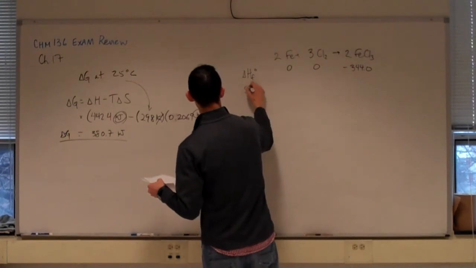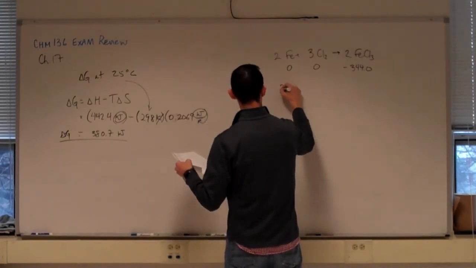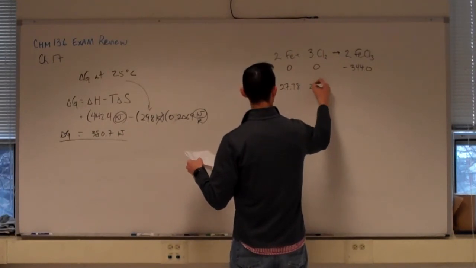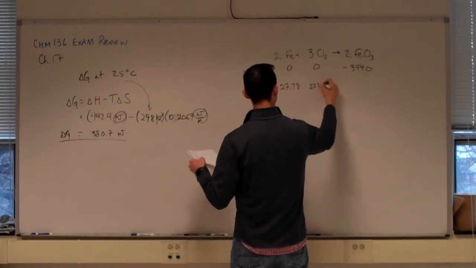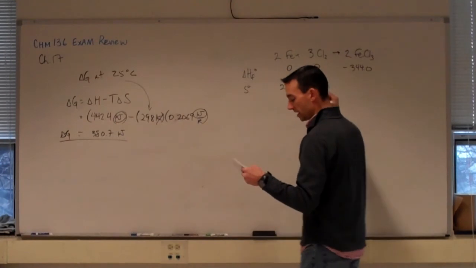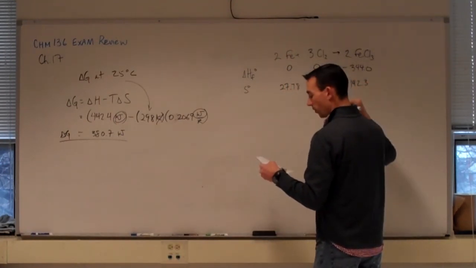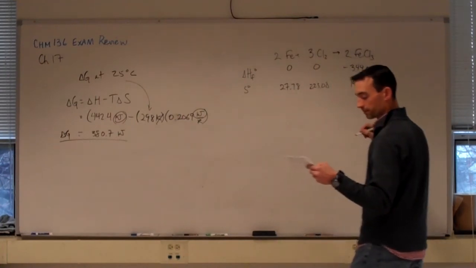And then we're given S0 values, 27.78 for iron, 223.08 for chlorine, and 142.3 for iron 3 chloride.